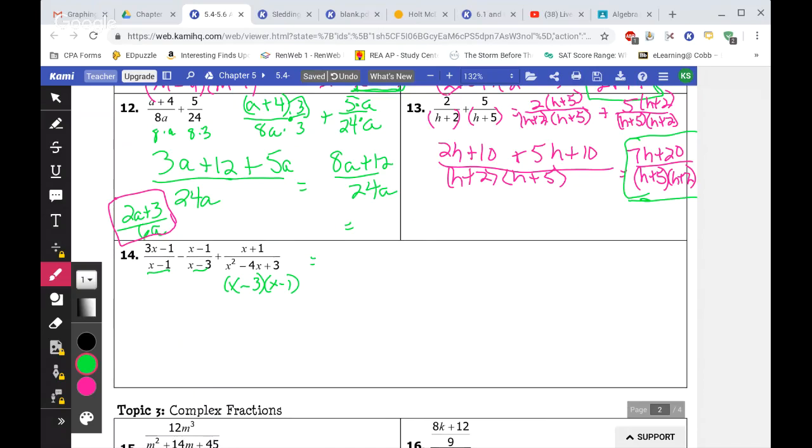So what we're going to do is multiply that first one by what is it missing in the denominator? What is this one missing? It's missing the x minus 3 part. Perfect. So we'll multiply the top and the bottom by that. And then that second one, x minus 1, it's missing the x minus 1 part.